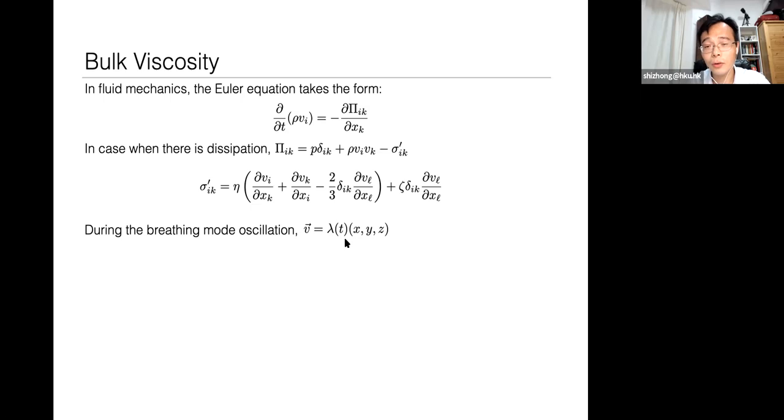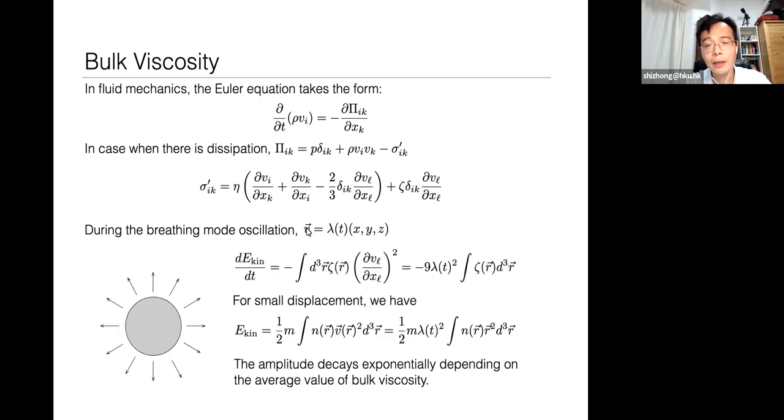For example, in a typical experiment with a so-called breathing mode or monopole oscillation, the velocity field is proportional to lambda(t) times x, y and z. This means the velocity becomes faster and faster as you go away from the center of the cloud. Because v has this form, the first term essentially goes to zero. You only have the second-order term operative in damping the system. So for the breathing mode, or the monopole oscillations, it's the bulk viscosity that does the damping.